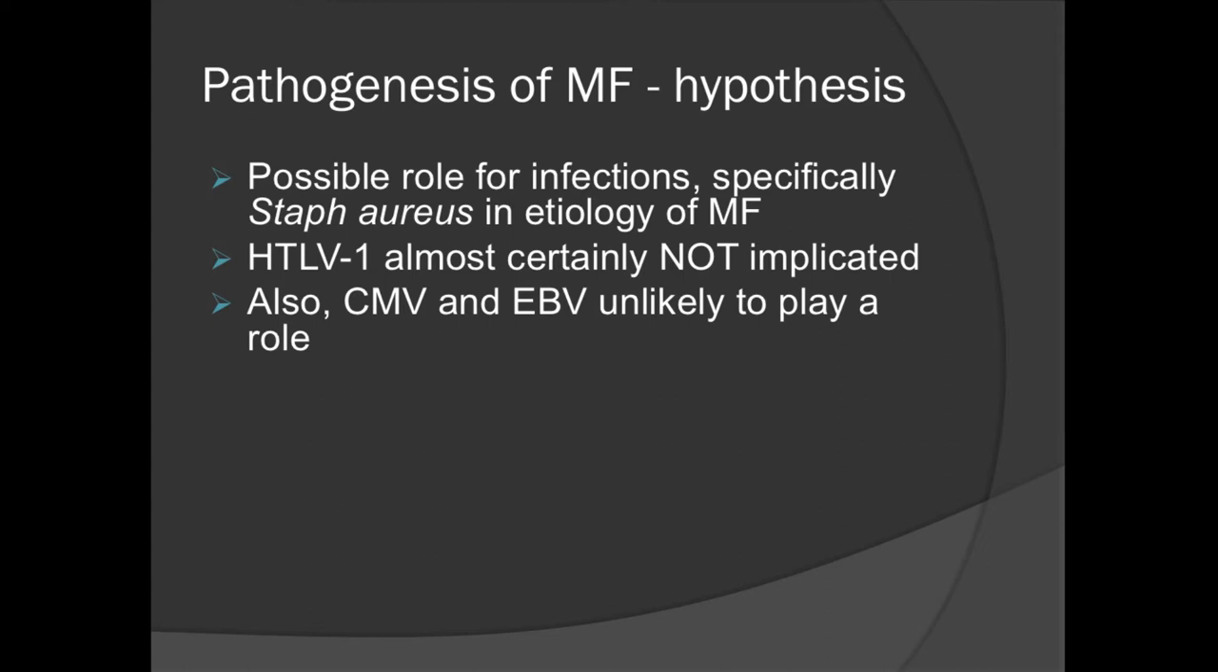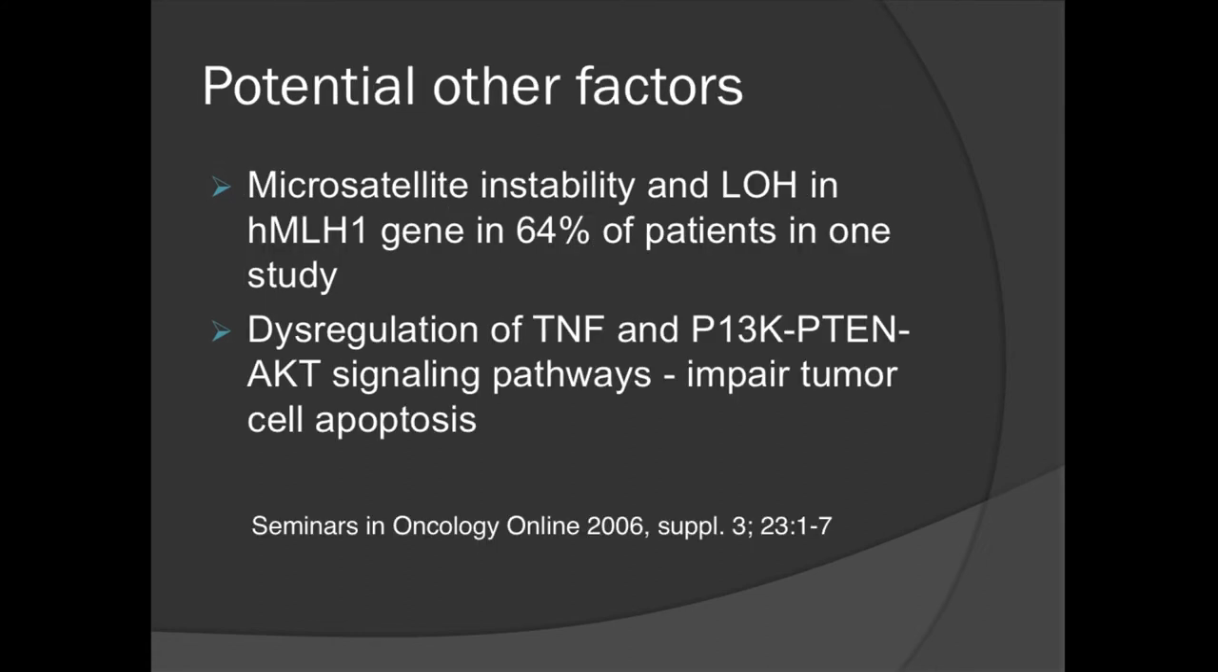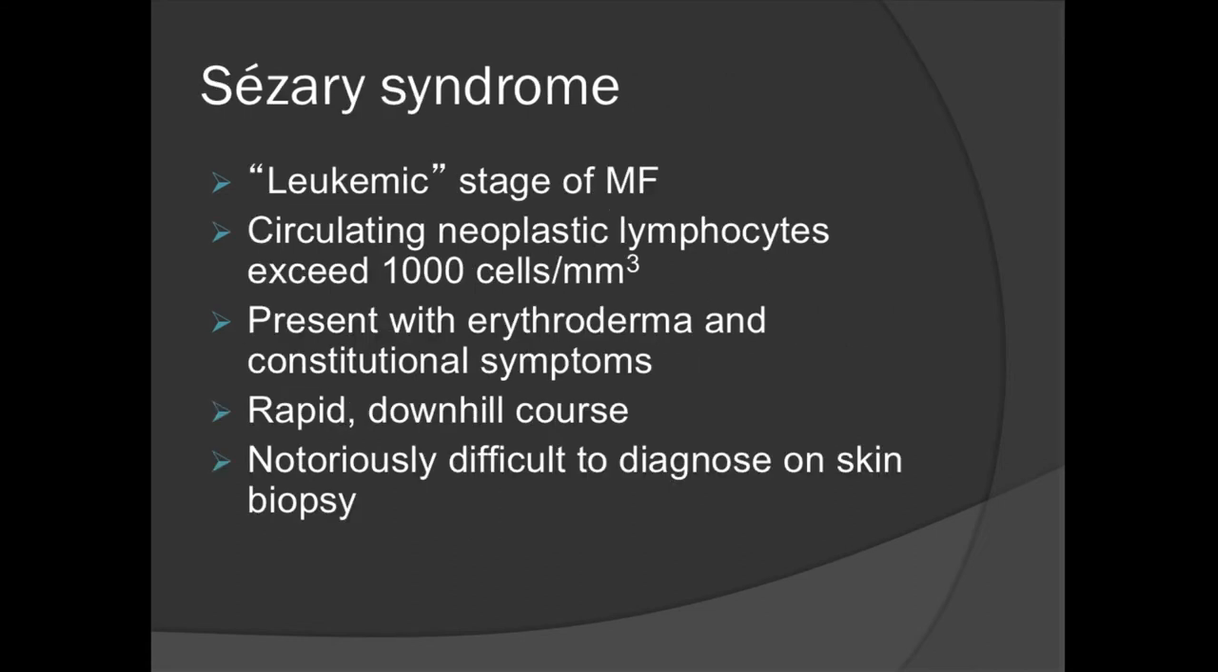I should mention, HTLV-1 is almost certainly not implicated. It has been looked at by 6 million people in 6 million different ways. It's not there. Probably not. CMV, EBV, other lymphomas, yes. Not this one. Interesting, other CTCLs, but not this one, which is why CTCL really doesn't work. It's not related to EBV. Staph aureus, oh, sure, well, why not? Everybody's got a little of that. Why not make it cause MF? I don't want to talk about that.